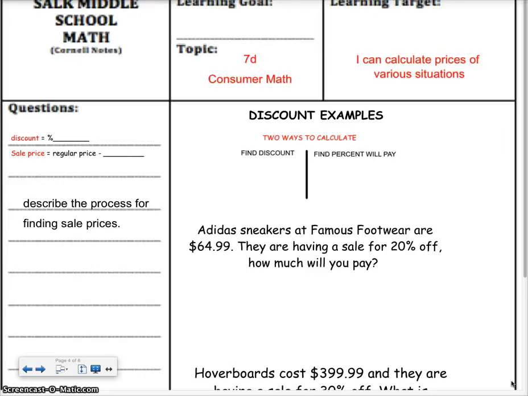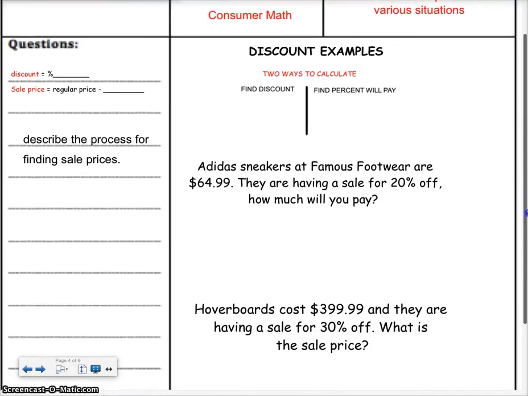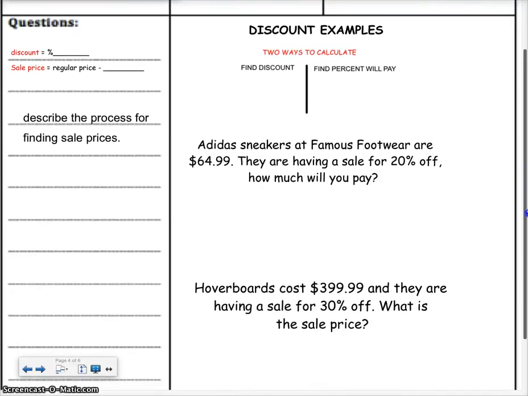Okay, the next method is discounts. There's 2 ways. You can either find your discount or find the percent that you're going to pay. And I'll show you both strategies. Let's say Adidas sneakers at Famous Footwear are $64.99. They're having a sale for 20% off. How much are you going to pay?